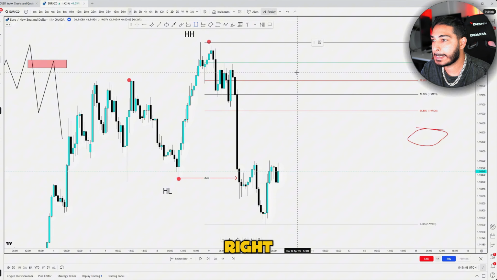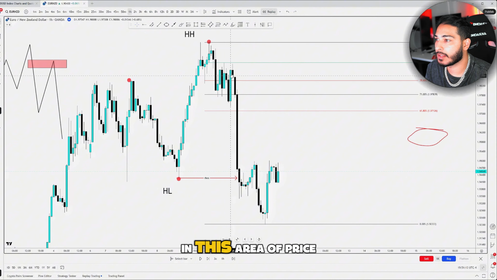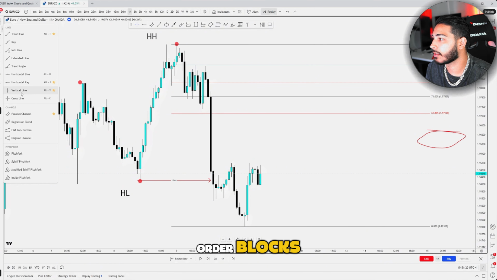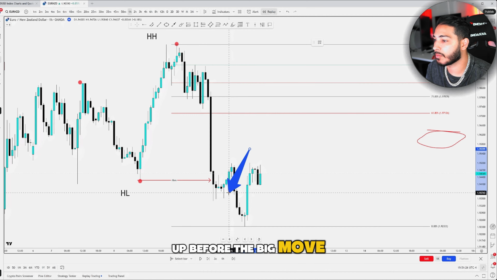left and trade right. So what does that mean? It means that you look at everything that's happening in this area of price. Something had to happen to create this huge catalyst. And for me, I love order blocks. Imbalances are great, but I love order blocks. I see this last candle up before the big move down.